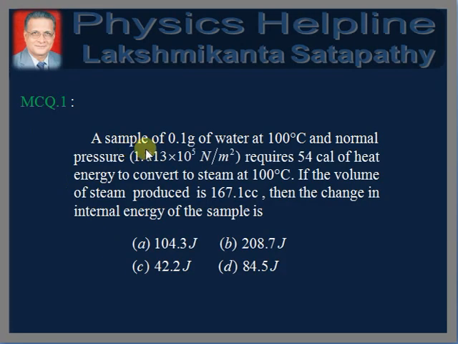Question 1. We are given a sample of 0.1 gram of water. Its temperature is 100 degrees C. It is at normal pressure of 1.013 × 10^5 newtons per meter square. This sample requires 54 calories of heat to convert into steam at 100 degrees C.